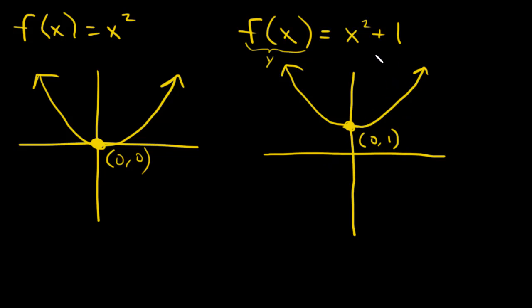So if I take a function and want to shift it up, I'm going to add to that function. If I want to shift it down, I'm going to subtract from the function. And that is a vertical transformation because it is changing things up and down.